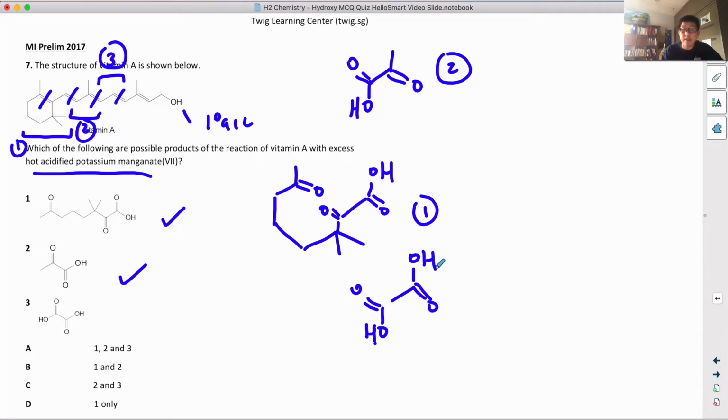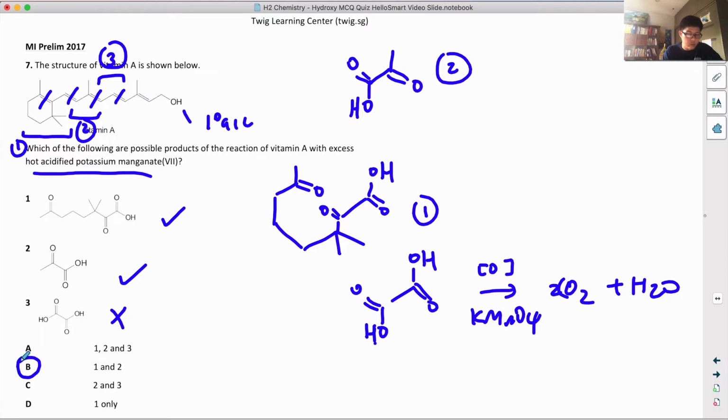But you have to realize that this one here is called ethanedioic acid. This is very unstable in the presence of concentrated H2SO4 and KMnO4. So this one will always be further oxidized by KMnO4, easily oxidized to carbon dioxide and water. That's why they did not allow this as an answer. So the answer is going to be 1 and 2. That's why it's B.